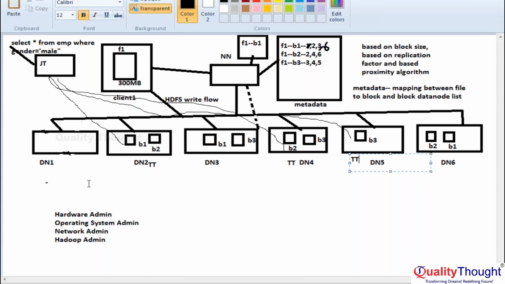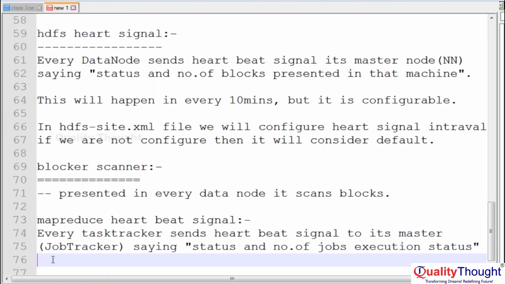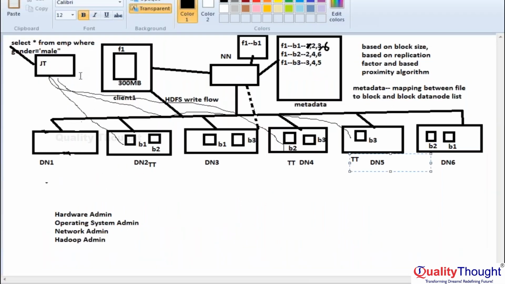In the MapReduce heartbeat signal, every task tracker sends a heartbeat signal to the job tracker saying the status of that machine and the number of jobs executing plus the status of each job. In the second class, in Hadoop architecture, I explained it is recommended to run the job tracker on a separate machine and to run the task tracker and data node on the same machine.